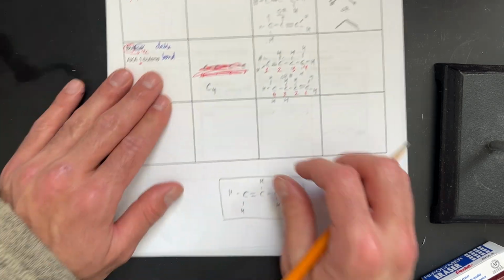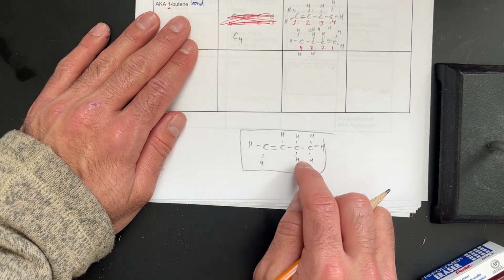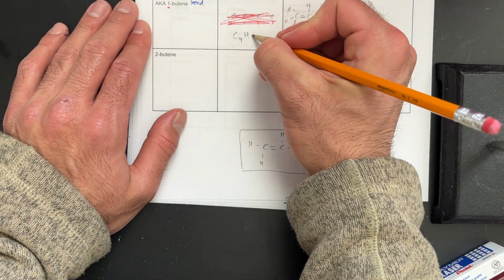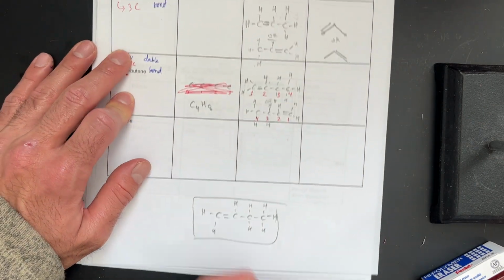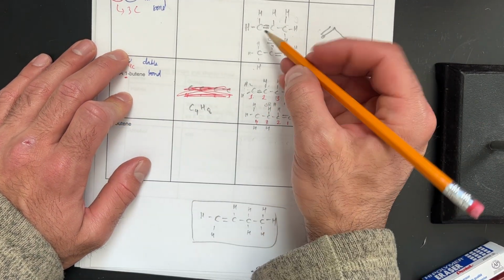Sorry, it's kind of hard to read. So let's actually count it here. 1, 2, 3, 4, 5, 6, 7, 8. C4H8. And let's do it here. But what you can see is it's easier, right? It's just counting carbons and hydrogens.